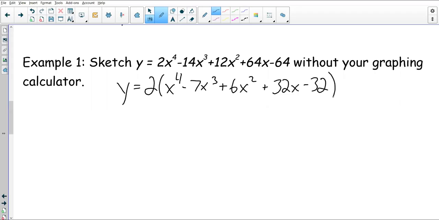Now that leaves me in terms of the factors that I need to check. Because I've been able to factor out that 2, I don't have to worry about dividing by anything. And so that leaves me with plus or minus 1 and 32, 2 and 16, and 4 and 8. So we'll start at y of 1. We'll see if 1 happens to be a root of this.